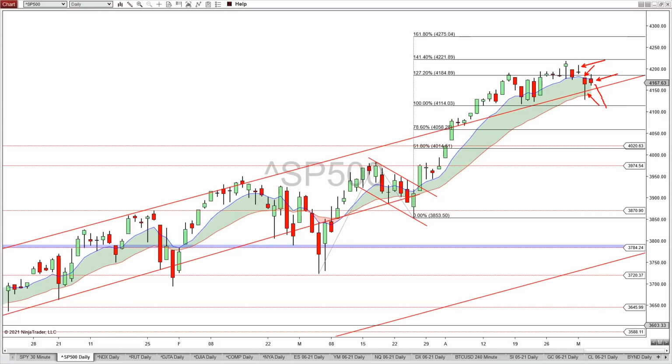So for the coming day, I'm still looking for the S&P 500 to continue to pull back into the price channel. The first level I'll be keeping an eye on will be this 4,114. Then come down to this 4,058. Eventually you get down to this 4,020 level and fill this gap here.